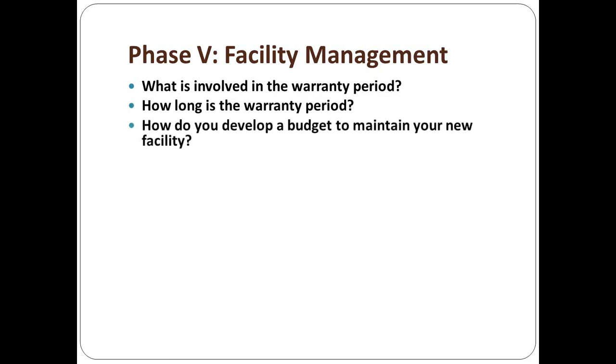How do you develop a budget to maintain your new facility? Well, you've got to look at the cost, life expectancy, and the maintenance requirements of every part of your building and allocate money to pay for the management and maintenance of your building. So if you're going to have to change out filters in your HVAC, then you need to know what those are going to cost and how often you have to change them out, and if you're going to have to hire someone to manage and maintain your HVAC.